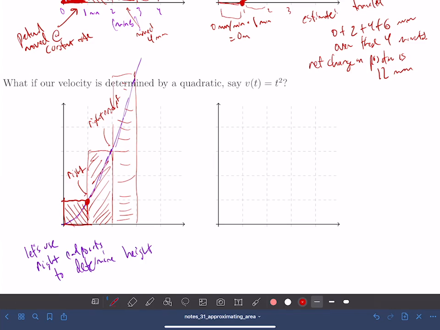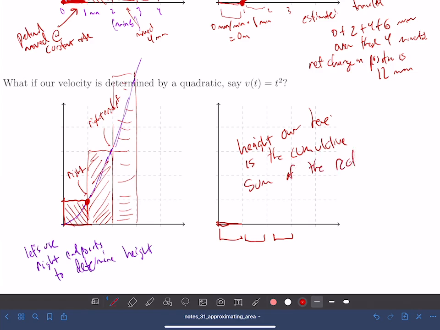And I would add up the areas to give me my height after one interval. So the height over here is the cumulative sum of the rectangles over there.